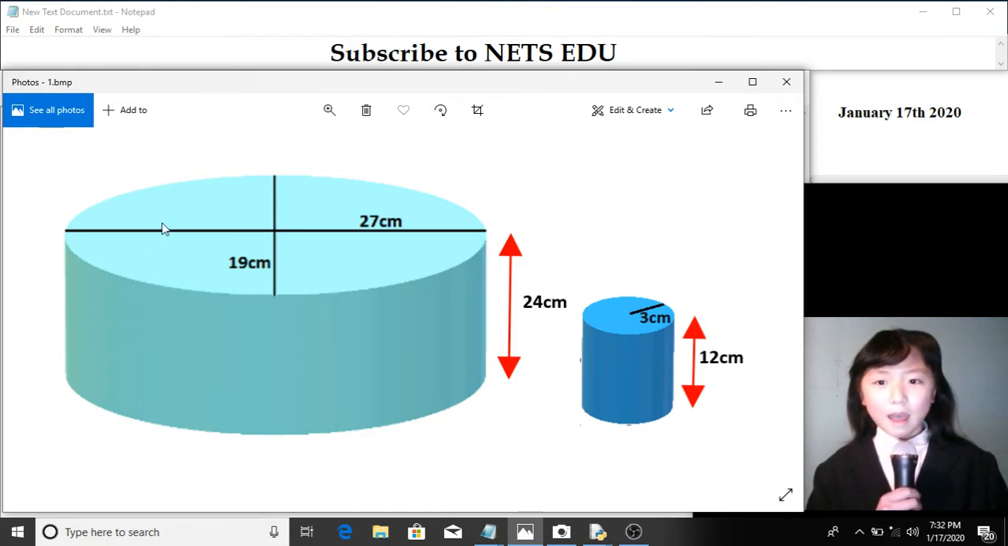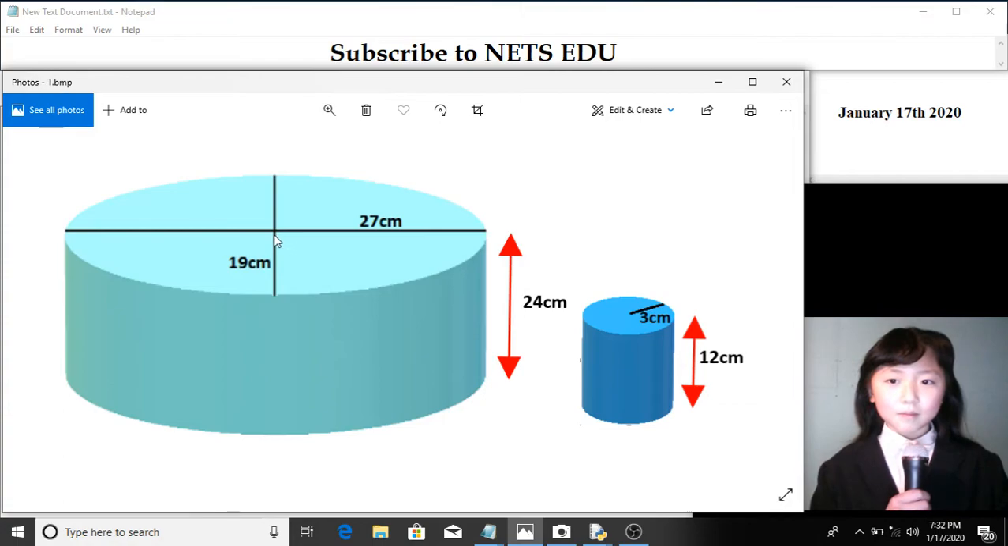Imagine that we have this bowl here that is 24 centimeters in height, and it is an oval container. The major axis is 27 centimeters and the minor axis is 19 centimeters. It is filled with water. You have a cup. It is 3 centimeters in radius and 12 centimeters in height. And this bowl is full of water. How many refills can you get from this bowl of water with this cup?